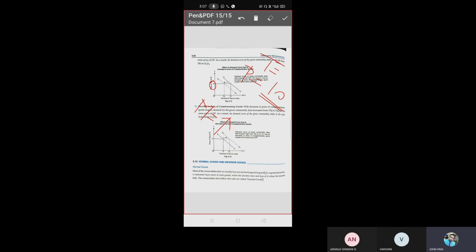So demand for tea, what happens? It decreases. The demand for tea decreases because even though they didn't change the price, people thought that if the price of milk increases, definitely the tea price will increase. So what did they do? They stopped consuming milk tea. Instead of that, they consume black tea.